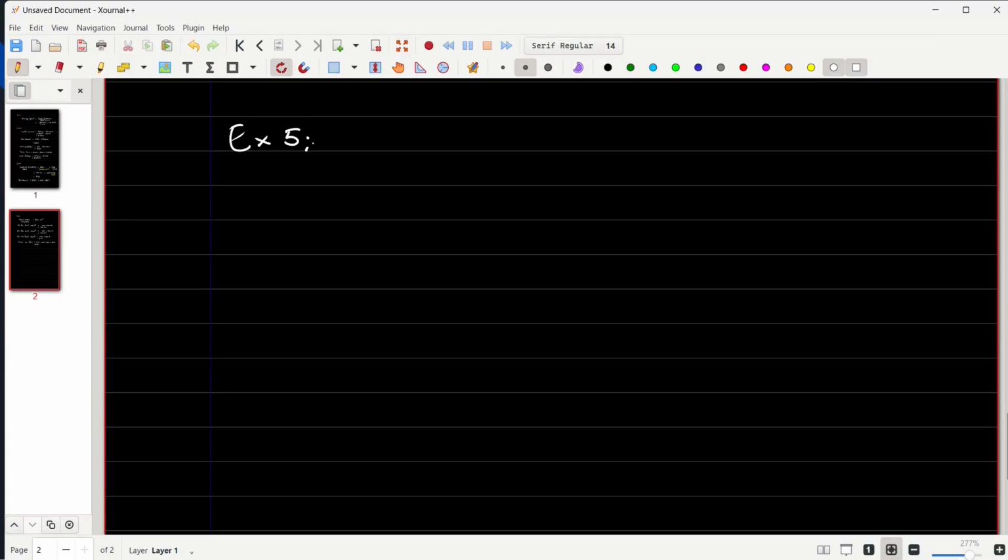All right, let's solve example 5. So the first thing we want to do is calculate our bill. We're going to say 4 notebooks, and it costs $2.50 each. So that means it will cost $2.50 times 4, which works out to be $10.